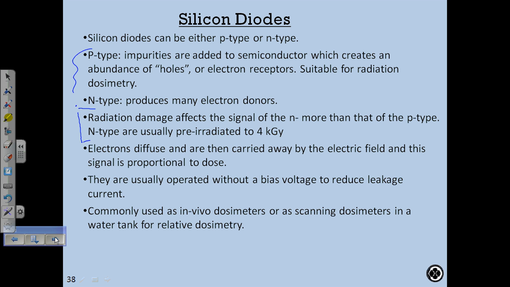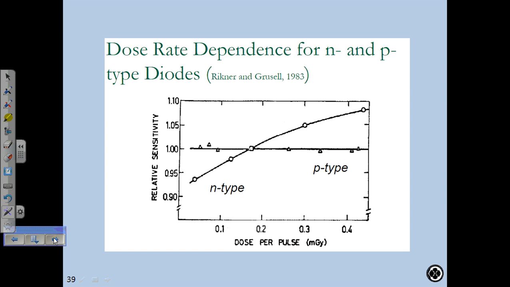They usually operate without a bias to reduce leakage current, because as you put a bias in a diode, you're going to create a leakage current, and we don't want that. Commonly used as in vivo dosimeters or scanning dosimeters in a water tank for relative dosimetry. So diodes are used in vivo dosimetry. You can put them on a patient and read them out, or you can use them kind of like a chamber in a scanning tank.